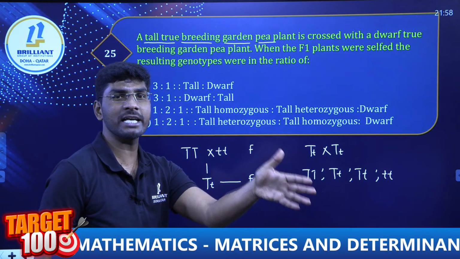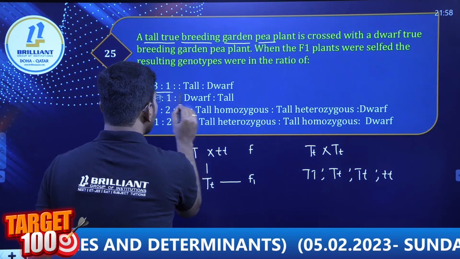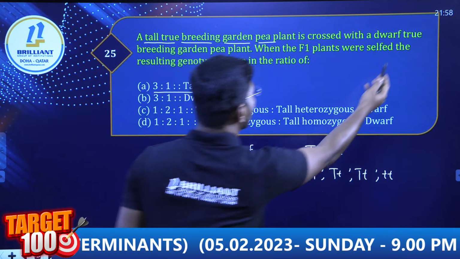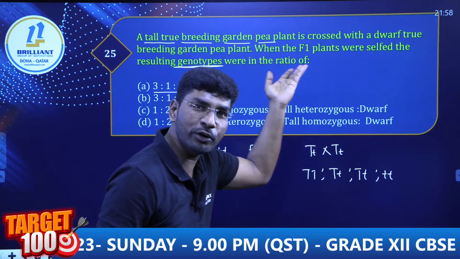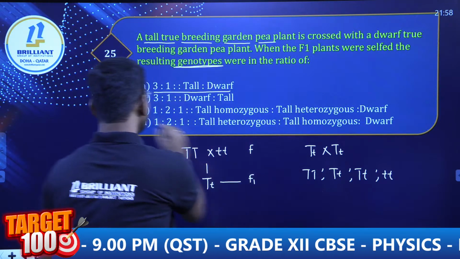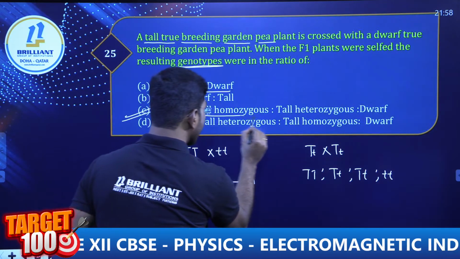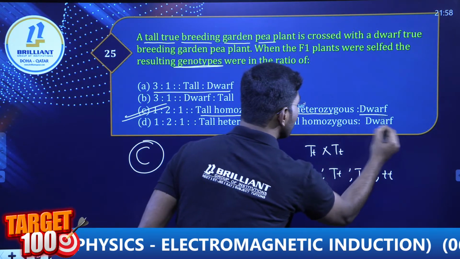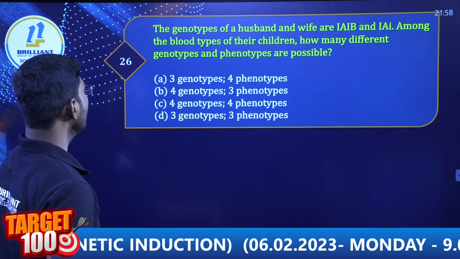Yes, exactly, a simple answer. Option A is 3:1 tall to dwarf. They are asking the genotype ratio, right? They did not ask the phenotype ratio, and option A is a phenotype ratio. So the right answer is 1:2:1, tall homozygous, tall heterozygous and dwarf plants. The answer is option C. Next question.